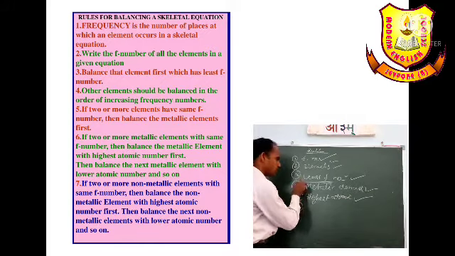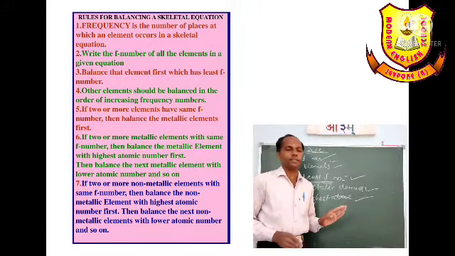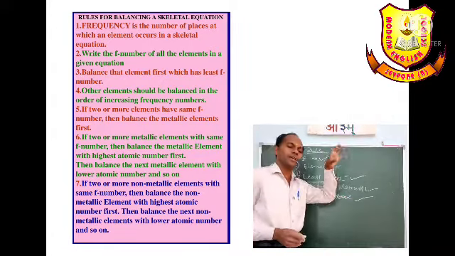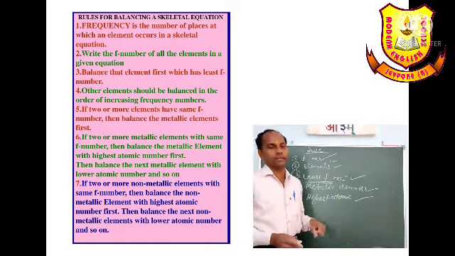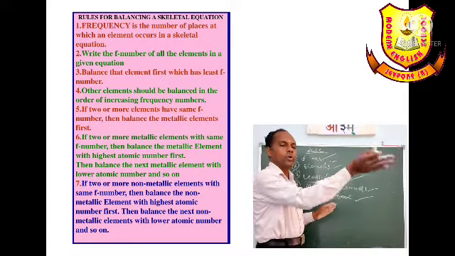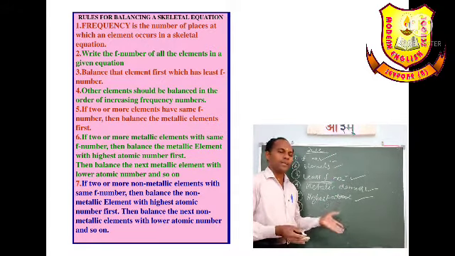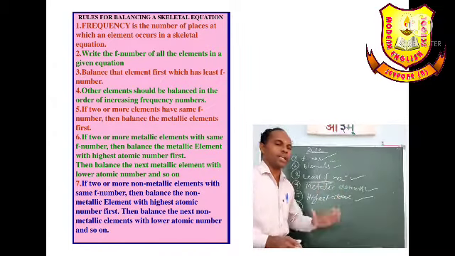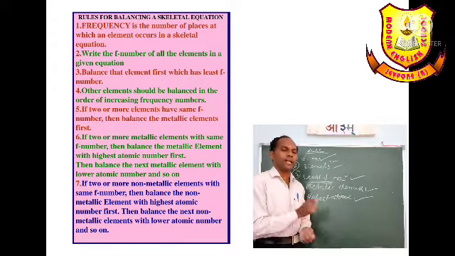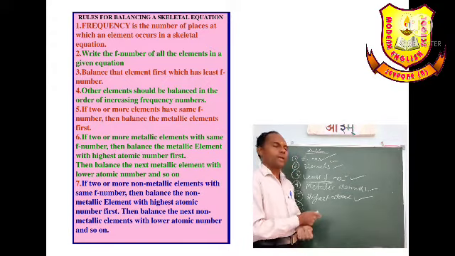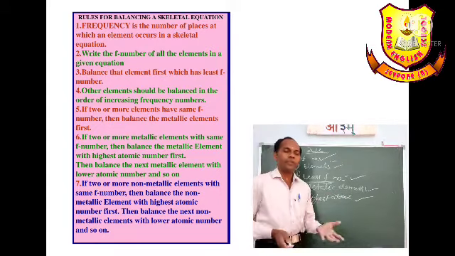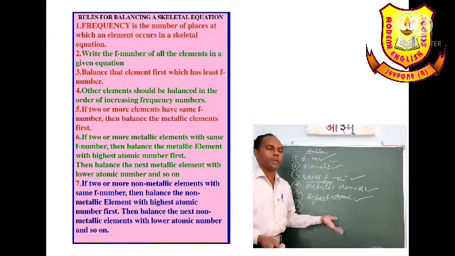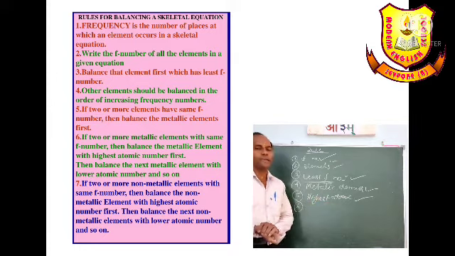Then the sixth one, again the question is coming. If there are two metallic elements, one is the highest atomic number, and the one with the least atomic number will be balanced second. Then we will go to non-metals. With non-metals, the same way, if two non-metals have the same f number, the one with the highest atomic number will be balanced first. Then next you will see which one has the lower f number, and it will be balanced first.